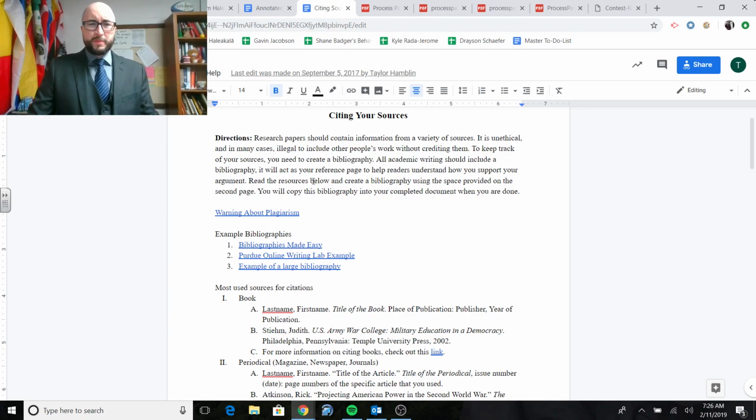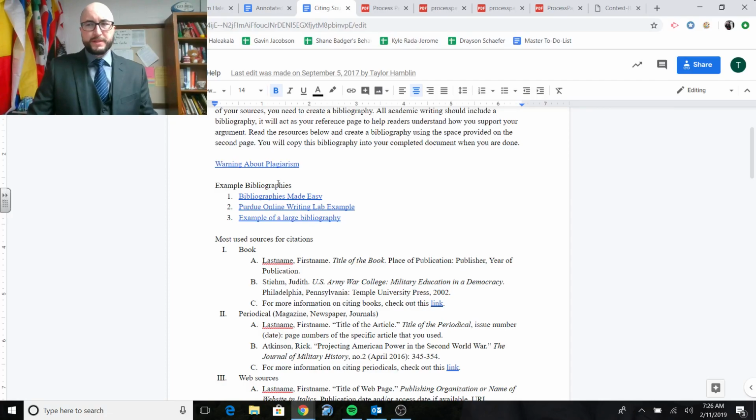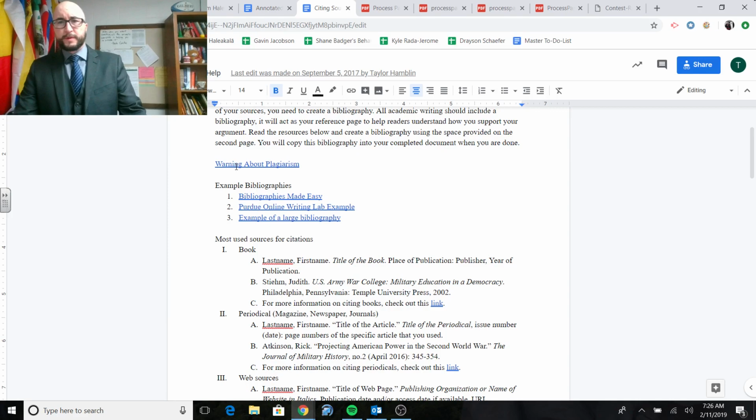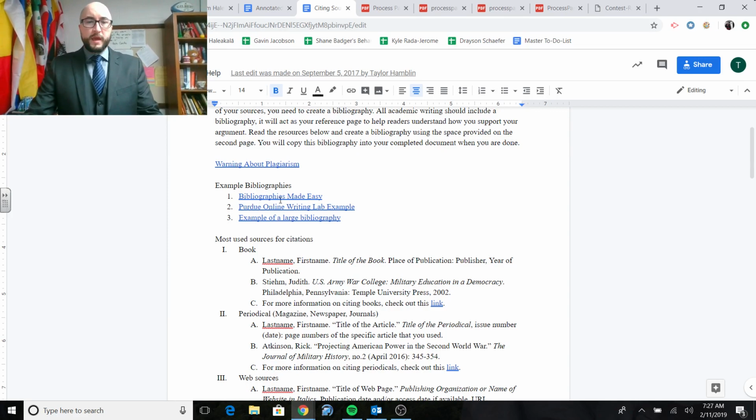So you can scroll past the directions and stuff. I'm basically going to give you the directions. Feel free to read them later, though, if you forget. There's a warning about plagiarism. Feel free to read that. Just talking about like what plagiarism is, why we do bibliographies. And we have some bibliography tools right here. This is an example of what a bibliography looks like.